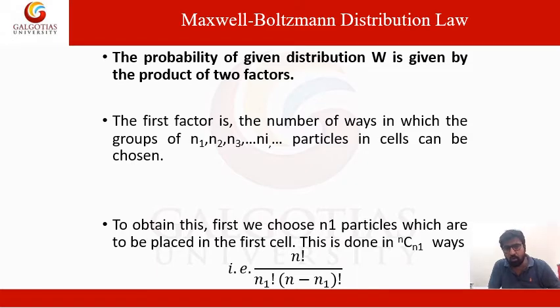The first is how to distribute the number of particles among different energy states. So it could be done in the way that is given here: factorial N divided by factorial N1 times factorial N minus N1. It means just choosing N1 things out of N. This is a simple combination rule that we have studied in class.